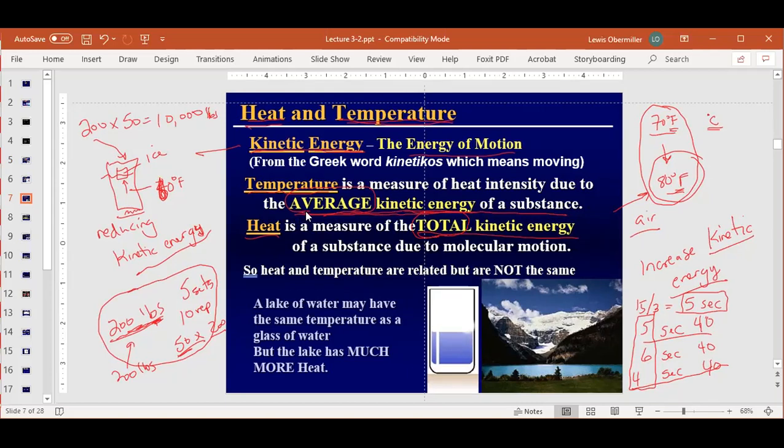So the reason that I'm asking you this is, let's say that we have a lake and we have a glass of water and they're both at the same temperature. Let's just say it's 70 degrees. This one looks colder, but we'll just say that. So they both have the same temperature. That means that all the water molecules in there have the same average kinetic energy. But which one of these has the bigger total kinetic energy? The lake, right? Because there's way more molecules in here than there are in here.